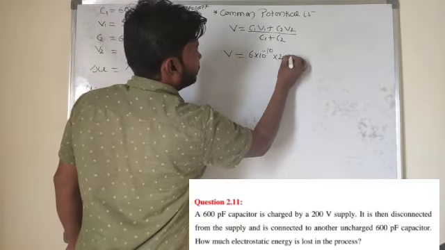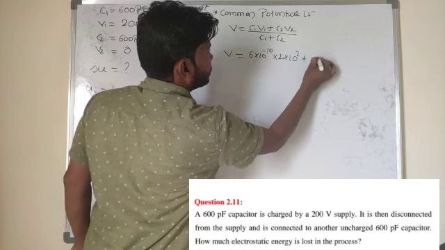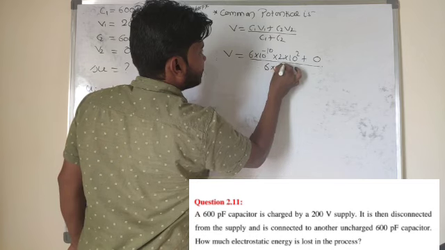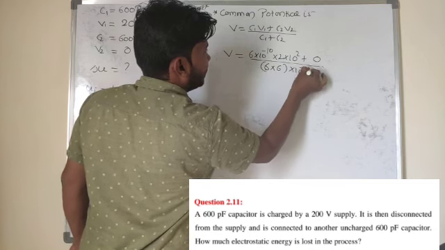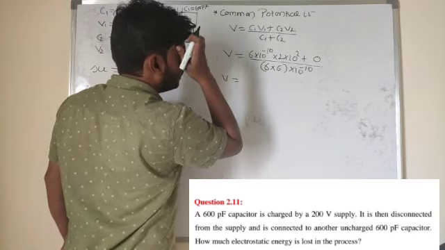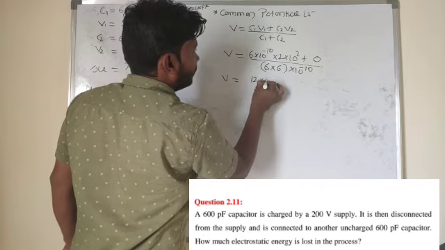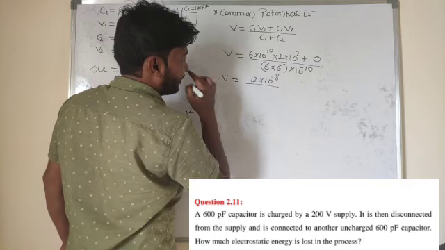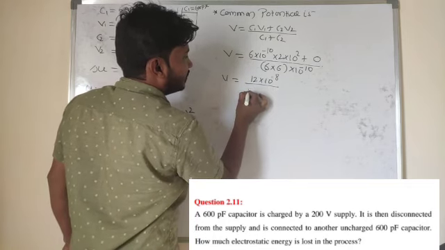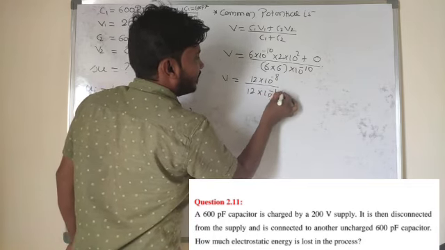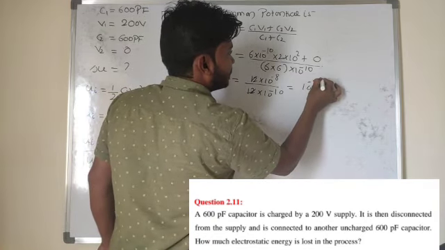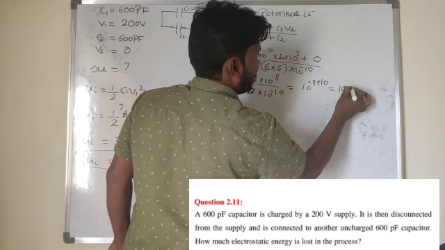So V1 value is 2 into 10 to the power of 2, so V value is 0 here. C1 plus C2, 6 plus 6 into 10 to the power of minus 10, so the value is 12 into 10 to the power of minus 8 here. Okay, then here also 12 into 10 to the power of minus 10, so 10 to the power of minus 8 plus 10, so that is 100 volt.